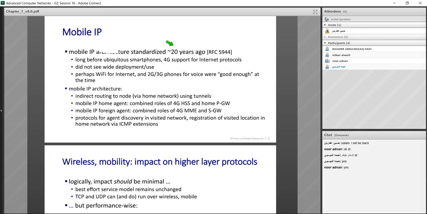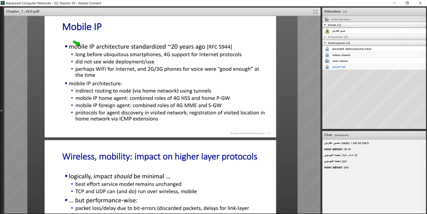This standard is presented in RFC 5944, 20 years ago, as the mobile IP architecture. This protocol was released many years ago, a long time before 4G and LTE were prepared or presented.